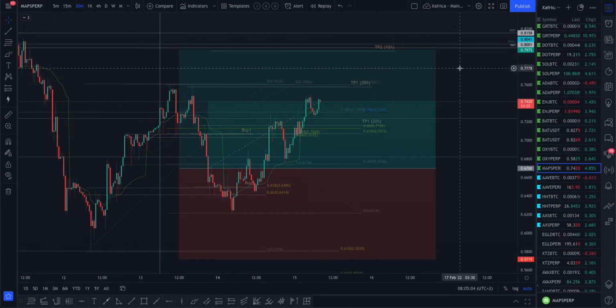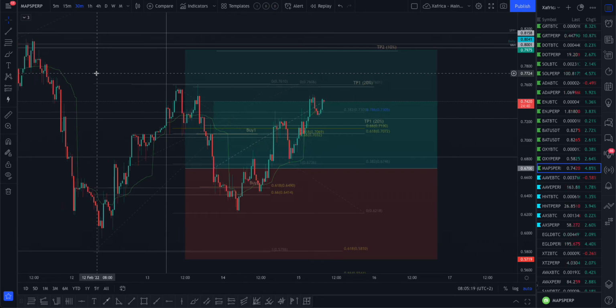Now I want to show you my trades that I'm in. The one is MAPS. I think I might have showed you this before. I've been watching MAPS for a while, and it is a lower market cap coin, so the volatility is quite high. There are a lot of lines here, but I'll explain quickly how, why, and what I did.